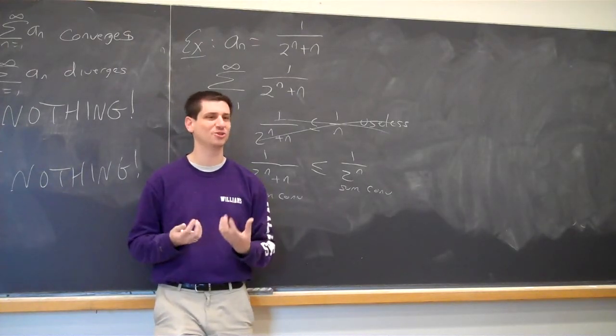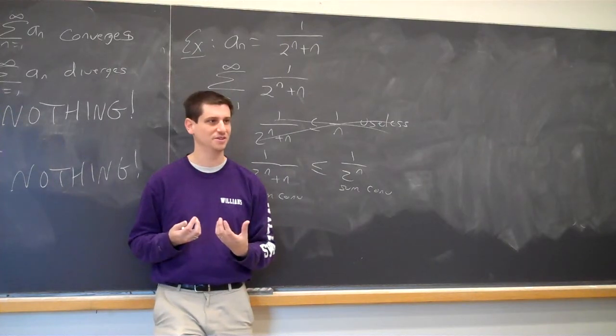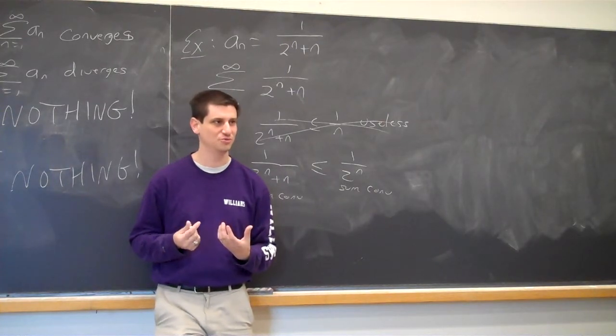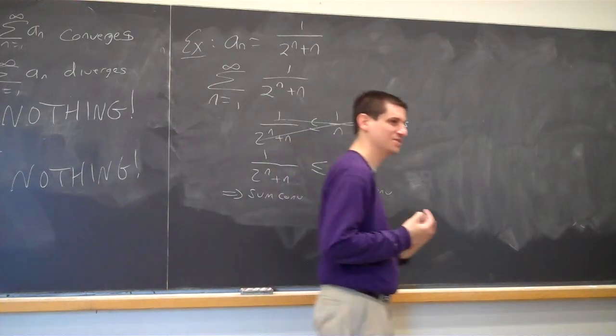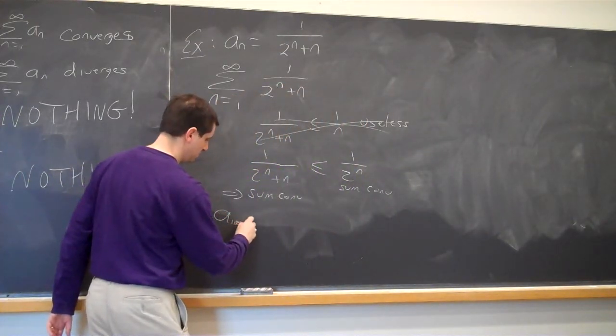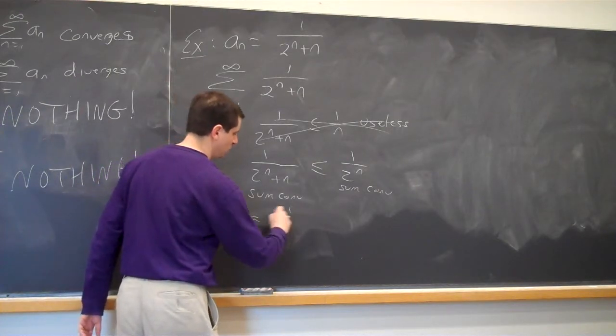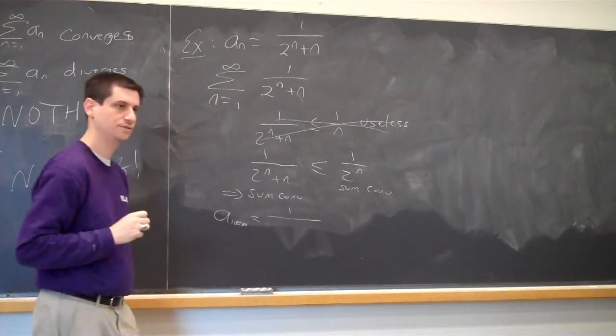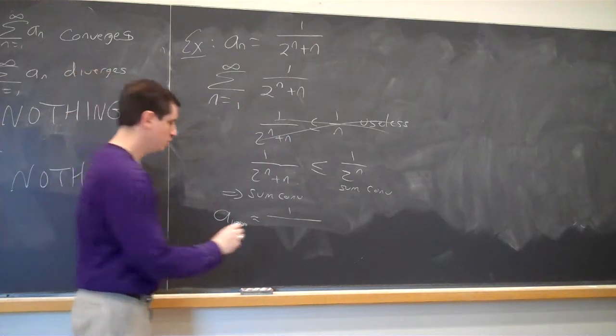What number does the denominator look like if n equals 10,000? It's really large. Approximately what really large number is it? A of 10,000 is approximately 1 over 2 to the 10,000.